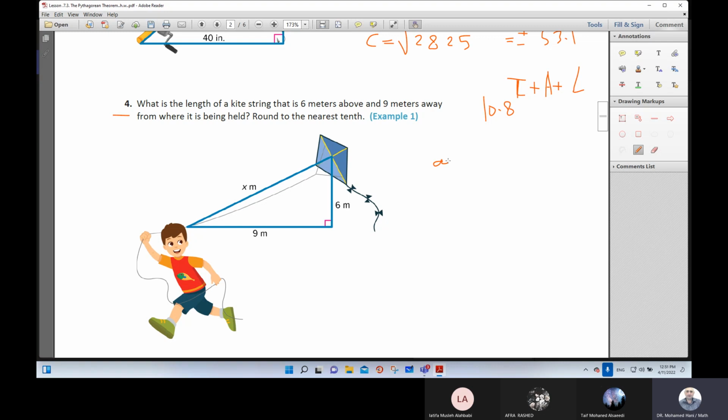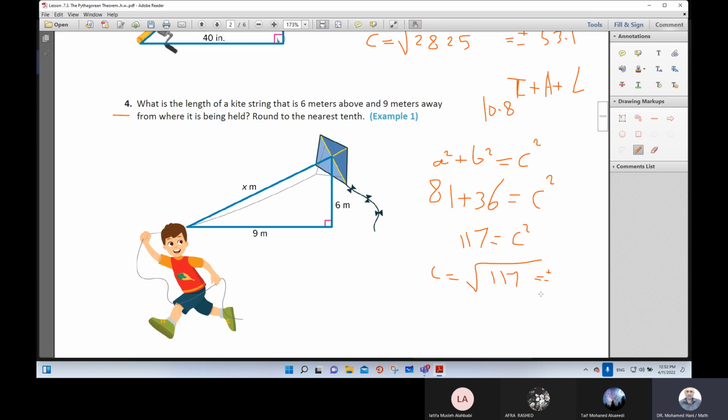Start from the rule. A squared plus B squared equals C squared. 9 squared means 9 times 9, 81. 6 squared means 6 times 6 will be 36. Equals C squared. Add here, will be 117 equals C squared. So C equals the square root of 117, negative and positive.